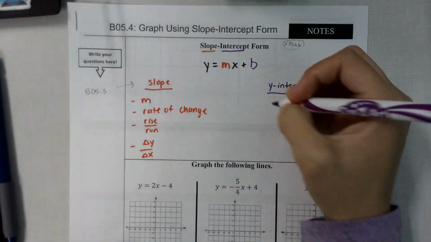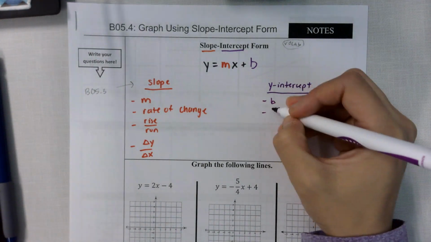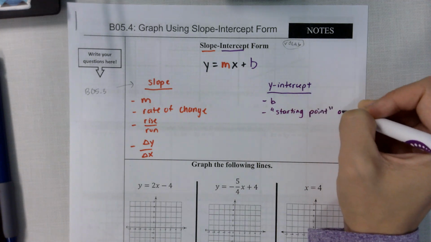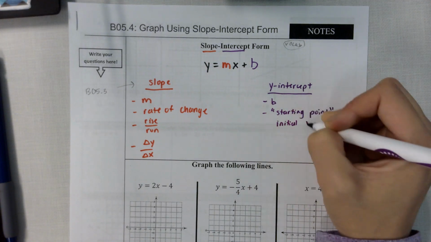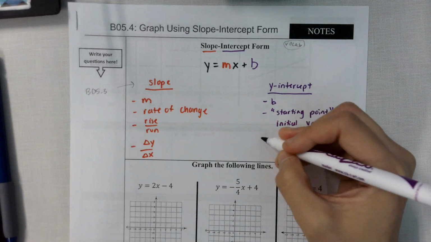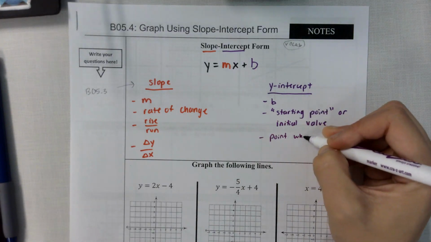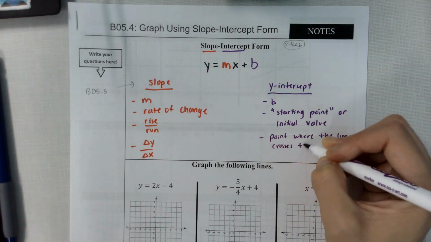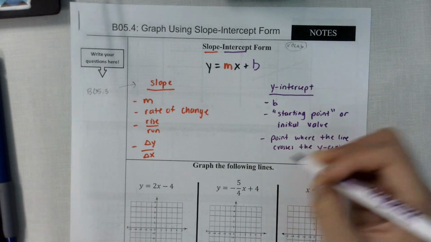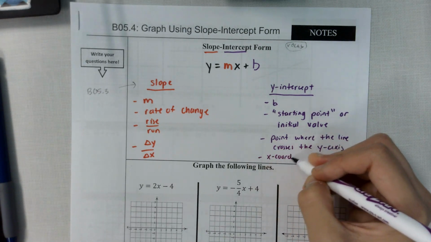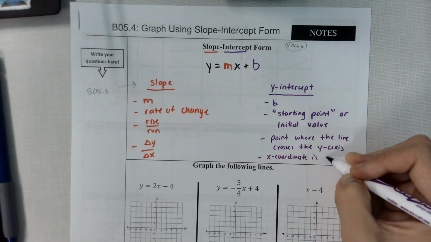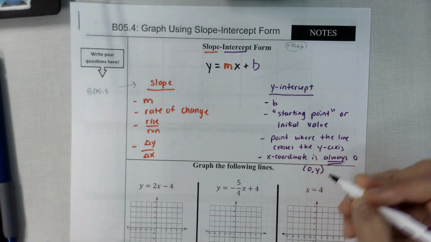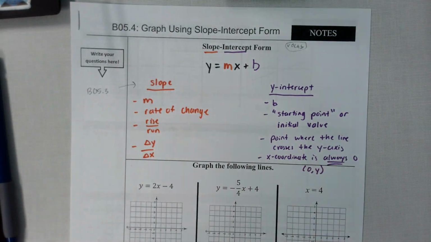So our y-intercept is represented by b. It's our starting point, or initial value. It's the point where the line crosses the y-axis, and our x-coordinate is always 0. So we have (0, y). This is very important. Our y-intercept is always (0, y).